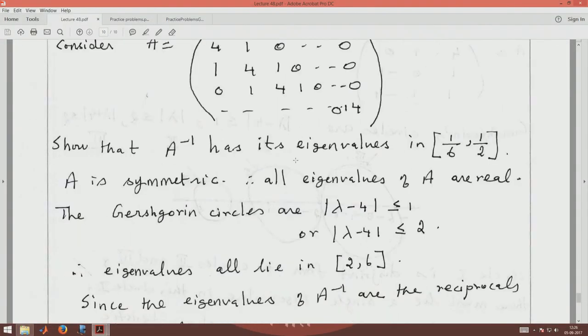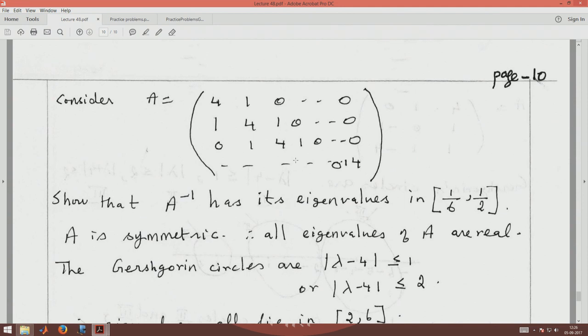Now we have another problem where A is an n cross n matrix having entries given by these: along the diagonal you have 4 appearing throughout, just above the diagonal the entries have value 1, and just below the diagonal the entries are again 1. The rest of the entries are all zeros. So, you have an n cross n matrix where Aij are given by the entries which are specified here.